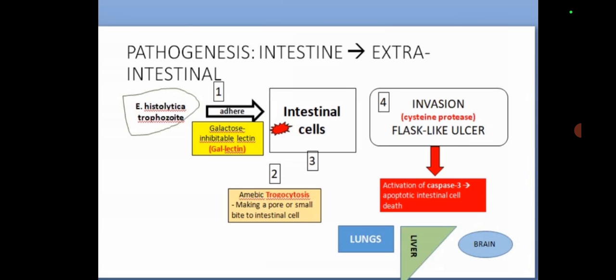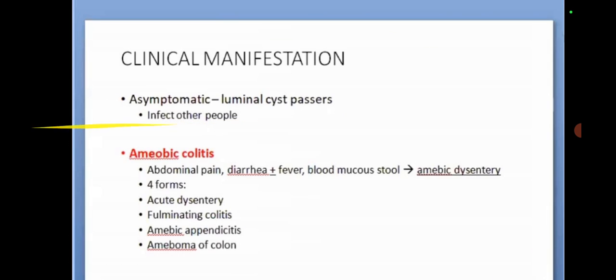Pathogenesis: it starts in the intestine, and they move to the extraintestinal tract. Entamoeba histolytica trophozoites adhere to the intestinal cell by galactose-inhibitable lectin. Amoebic phagocytosis, making a pore or small bite in the intestinal cell. Invasion, flask-like ulcer, cysteine protease. Activation of caspase 3, apoptotic intestinal cell death; spread to lungs, liver, and brain.